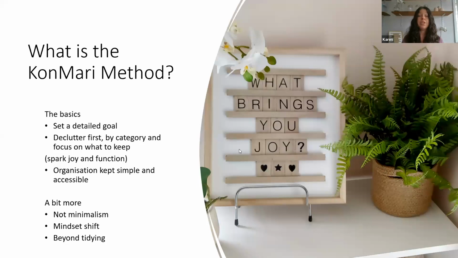And we do that by category rather than by room or area. It's a bit of a different focus when we're decluttering. We focus on what we're going to keep rather than what we're going to discard. And the way we choose what we're going to keep is by looking at things that are going to bring us joy and are going to help us to perform our roles better. And then organisation is left until last, and we need to keep it very simple and accessible so that it's a lot easier to put things away rather than making it too complicated.